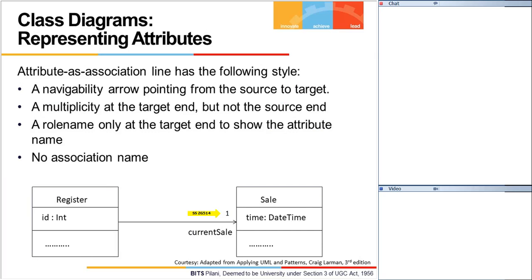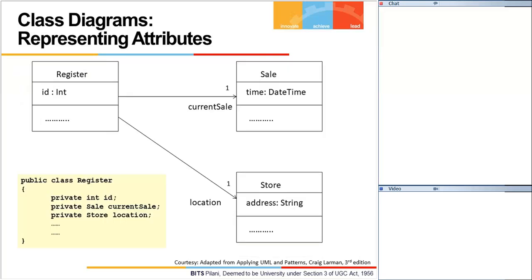Okay, there's a question, do we need to remember all the 3 notations? You have to use only one notation in your class diagram, right? Either stick to this notation in which you represent attributes as association lines, or you use the previous notation, right? Okay, I'll take up the next one. So let's take this example. In this, my register class has one object of sale which is named as current sale and it has a multiplicity of 1, right? Again, it also has an attribute association with another class store, wherein again the multiplicity is 1, right?